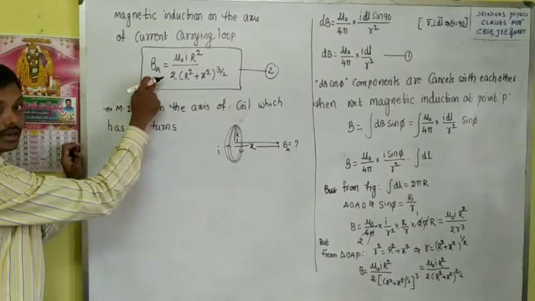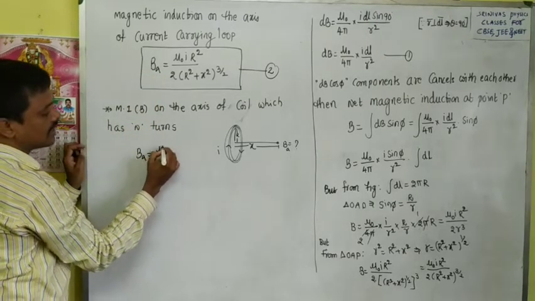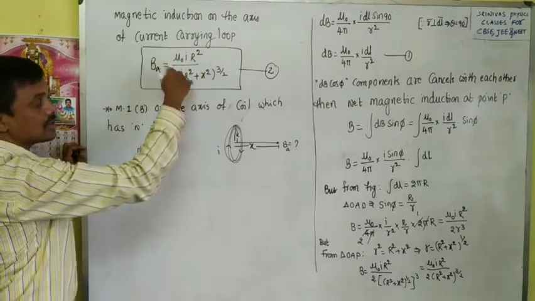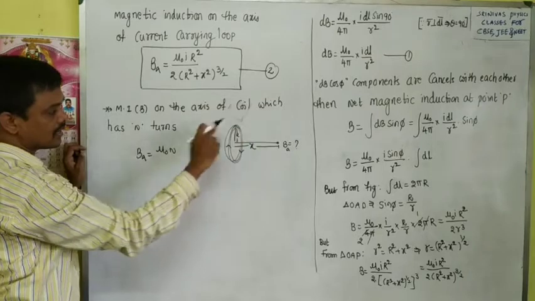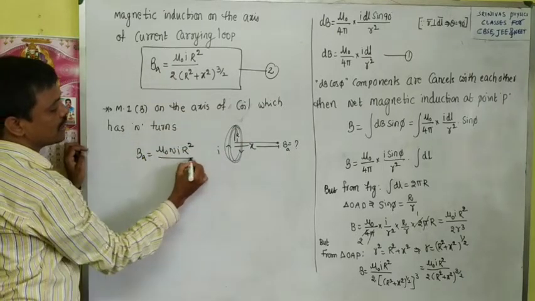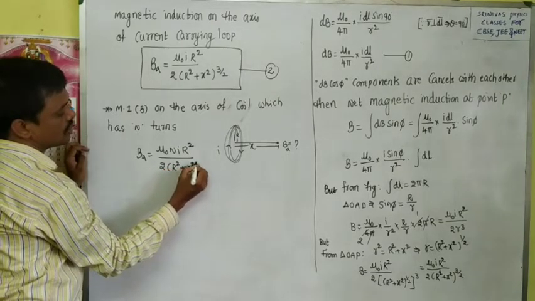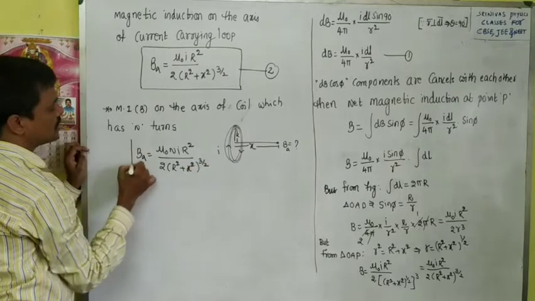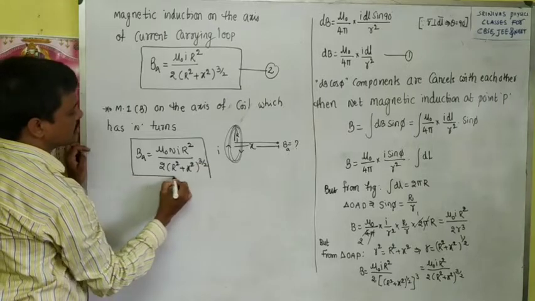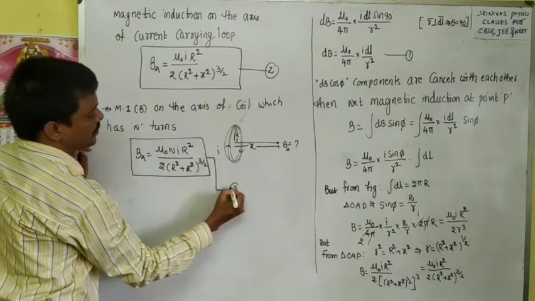This is for one turn. A loop means it has only one turn, a coil means it has many turns. Then for the magnetic induction on the axis we have to multiply by N. Then we multiply with the number of turns: mu naught N I R square by 2 of R square plus x square whole power 3 by 2. This is the formula for the magnetic induction. This is equation 3.